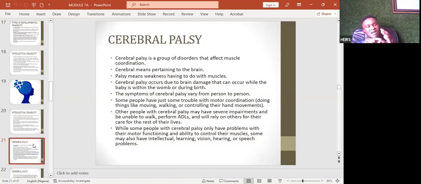They may have physical disability but have intellectual ability, or vice versa, or even both. So here, some people may have cerebral palsy as their only problem, but some may have intellectual, learning, hearing, vision, and speech problems as well.